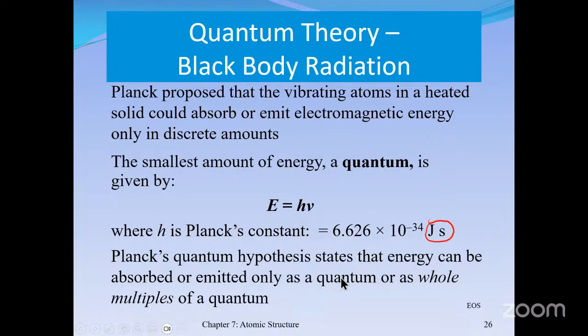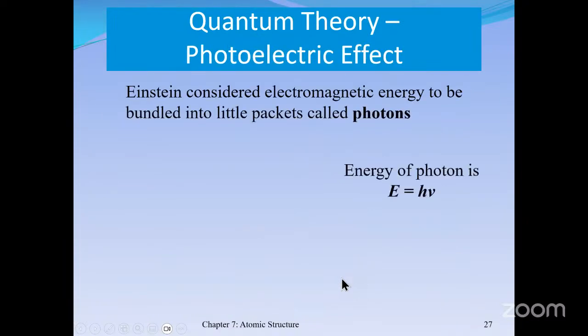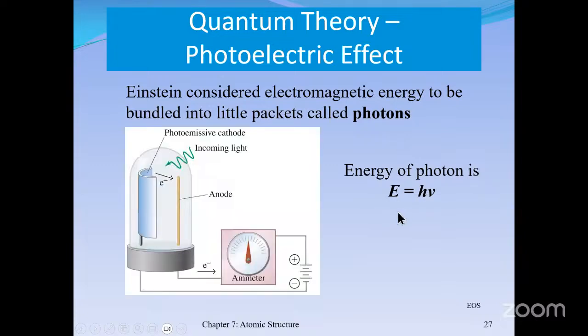Okay, so that's as far as the quantum is concerned. Now, Einstein basically considered the quantum to be packets of energy, which are called photons, and the photon energy is given by the same formula, right? And there's this experiment which kind of lends credence to this. Let me quickly describe what's happening here.